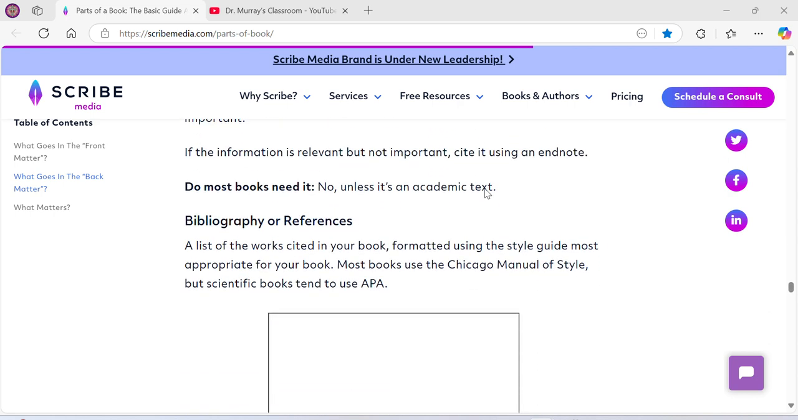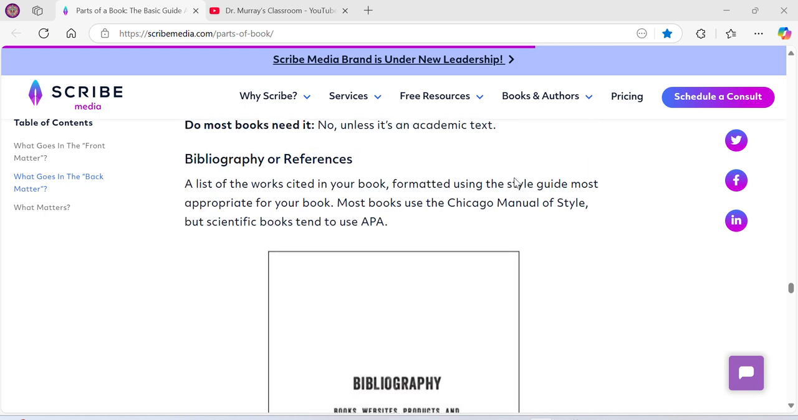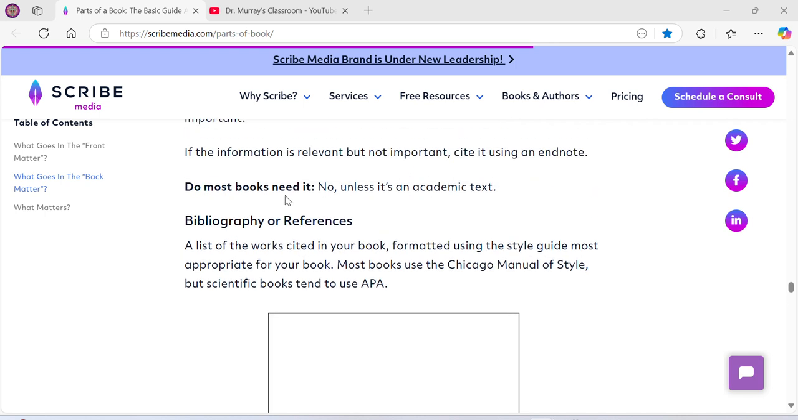Footnotes, bibliography and references. You're going to need that. But here it says, do most books need it? No, unless it's an academic text. But to be a credible author, I would say, if it's something like self-help.